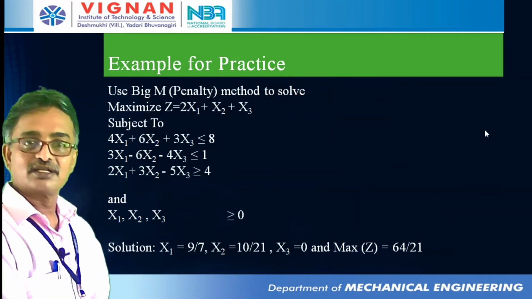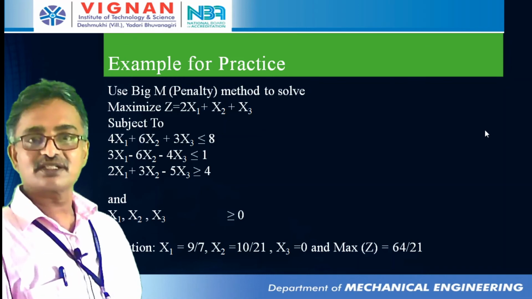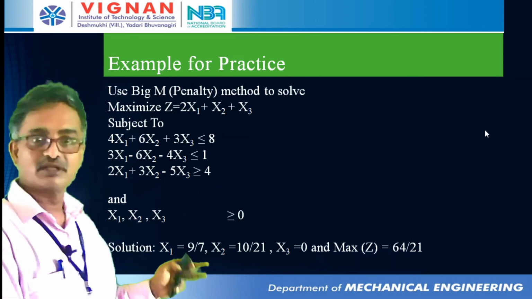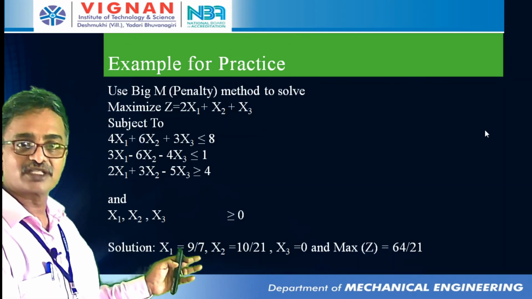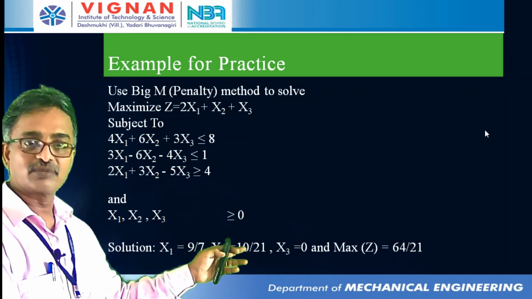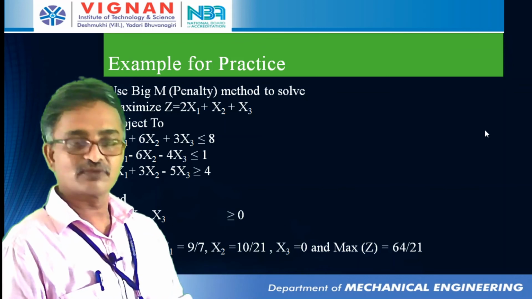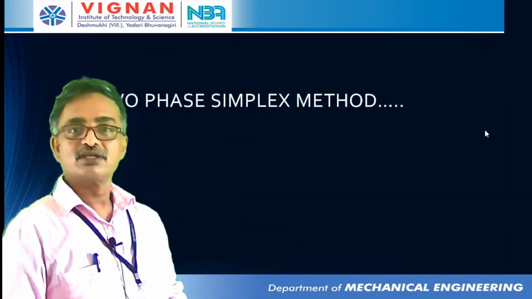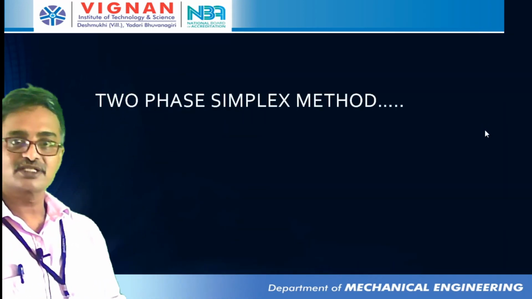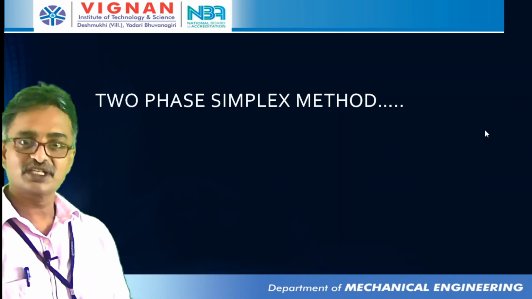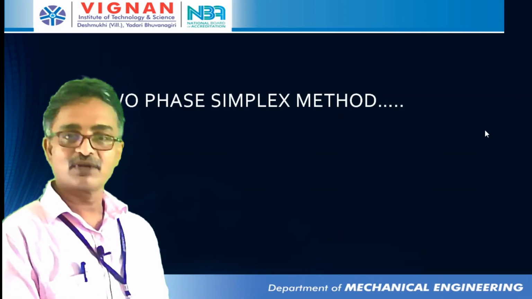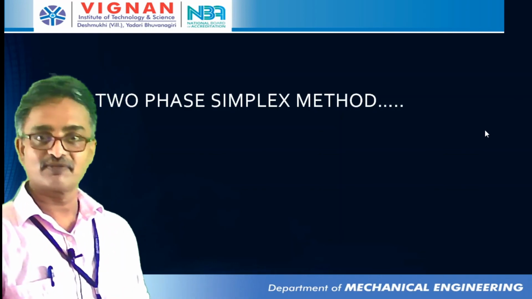There is another scenario to try and practice, with 3 variables. We will get a final solution x1 equal to 9 by 7, x2 equal to 10 by 21, x3 equal to 0, and maximum value of z equal to 64 by 21. In the next video we will discuss the 2-phase simplex method, the same problem addressed in a different way, with a different procedure.